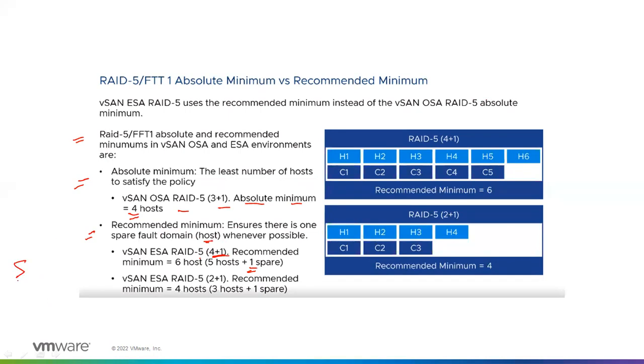Minimum recommended is 5, but actual recommended is 6. Why? Because it's writing the data in a 4+1 manner, plus it is keeping one host as a spare to maintain the failure.